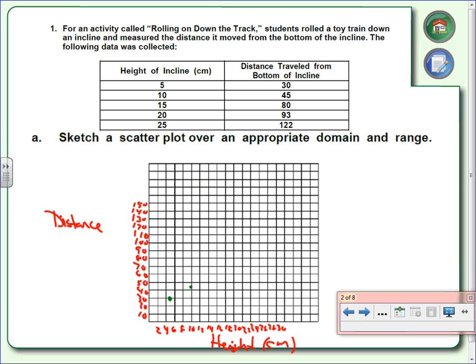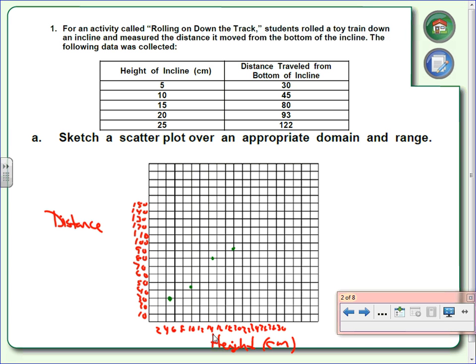Now I'm looking for 15 and 80. So let's come over here and find 15 and then find the 80. The 80 is right about here. Next one is 20, then 93. So let's find 20 and then the 93. So it's going to be just a little bit higher than 90. And the last one we have is 25 and 122. So let's find the 25 way over here. Look at that, 20, 22, 24, 25, and 122.